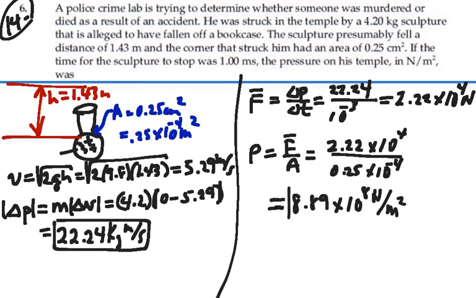So that will be the pressure on the temple of the poor guy's head, which would be about, since 10 to the 5 is the atmosphere, 8,890 atmospheres. That'd be a lot of pressure. It's very possible that this object fell off the bookcase and it was just an accident that killed the poor fellow. So 8.89 times 10 to the 8 newtons per meter squared.